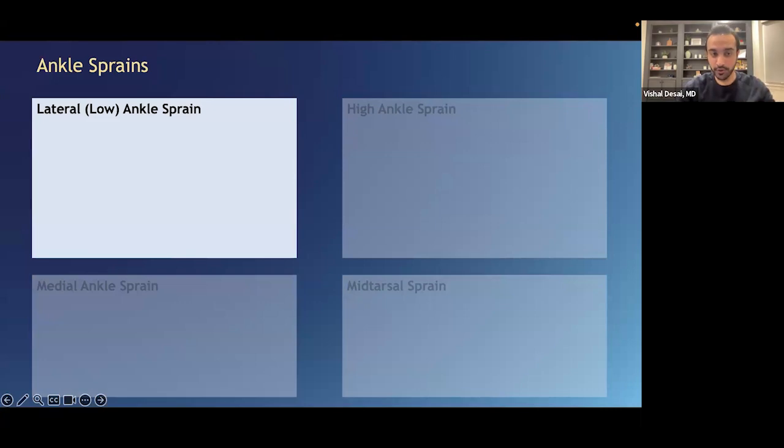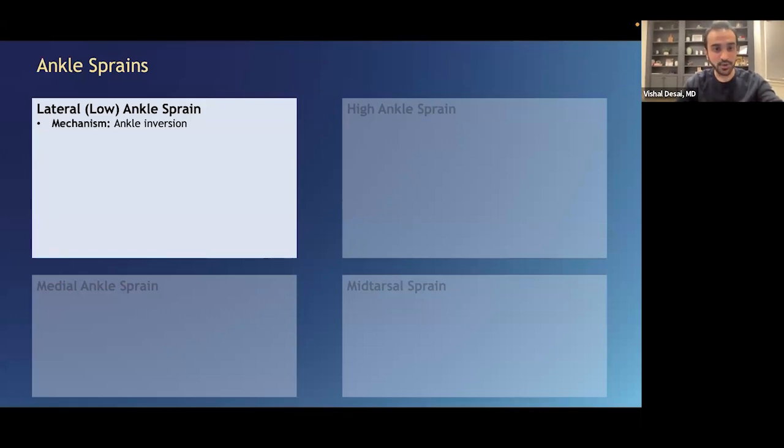Okay, so we went over 3 cases of very common ankle sprain patterns. Let's get into the details. So first we have our lateral or low ankle sprain. This is our ankle inversion injury. This is that injury that we've all had at some point, whether we're playing sports and we twisted our ankle or we stepped off a curb and rolled our ankle.